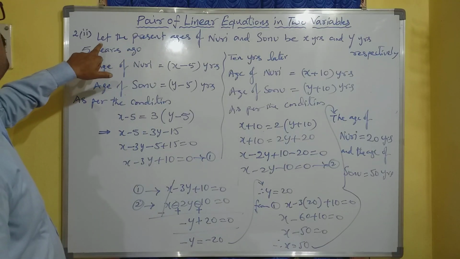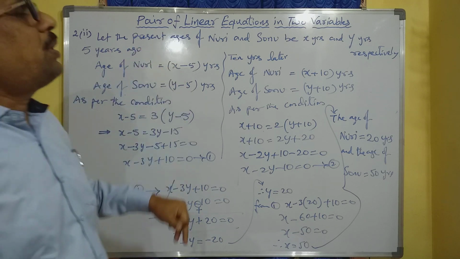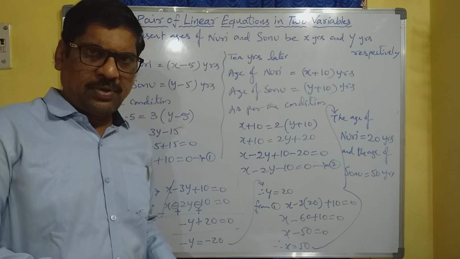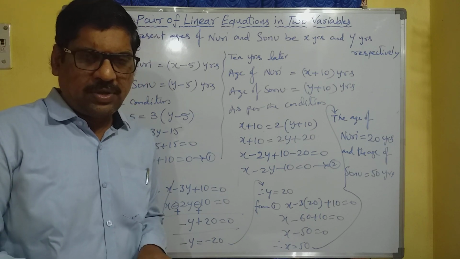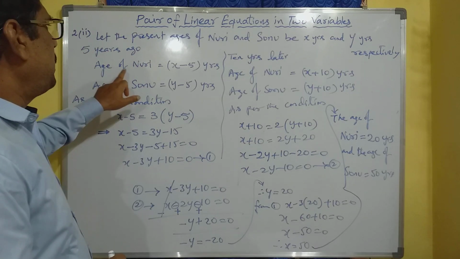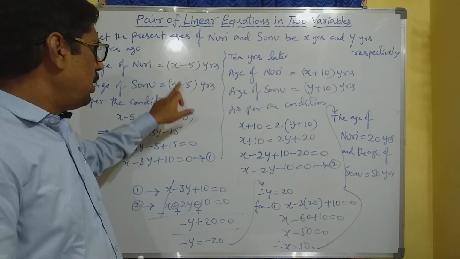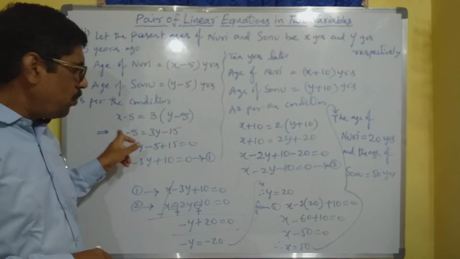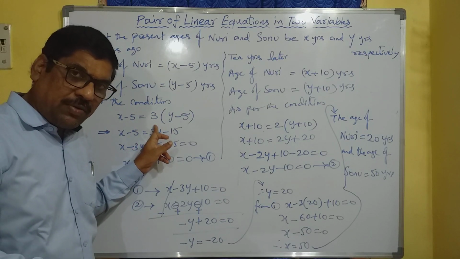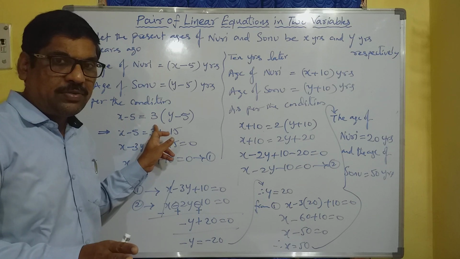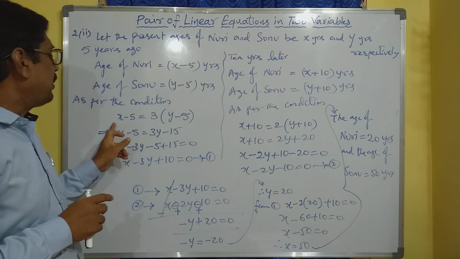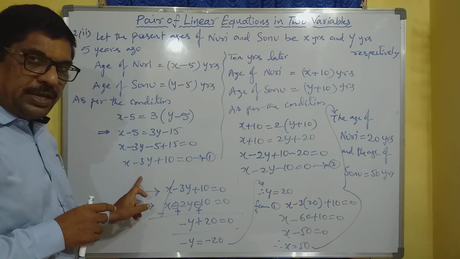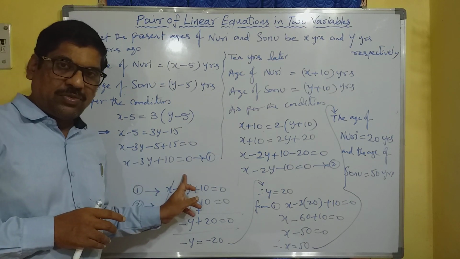See, here we have taken the present ages of Nuri and Sonu as x years and y years. He has given two conditions. One is 5 years ago. 5 years ago, the ages would be x minus 5 and y minus 5. As per the given condition, Nuri's age would be 3 times the age of Sonu 5 years ago. So, x minus 5 is equal to 3 into y minus 5. By simplifying this, we get one equation: x minus 3y plus 10 is equal to 0.